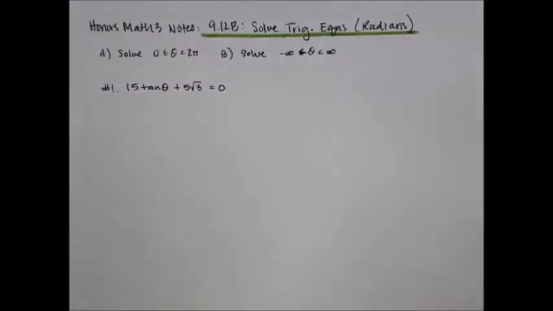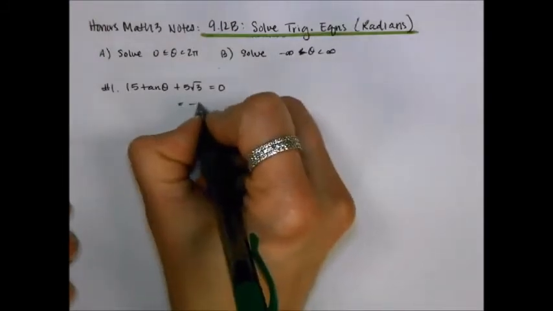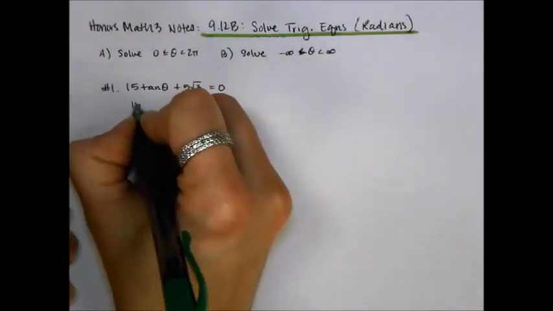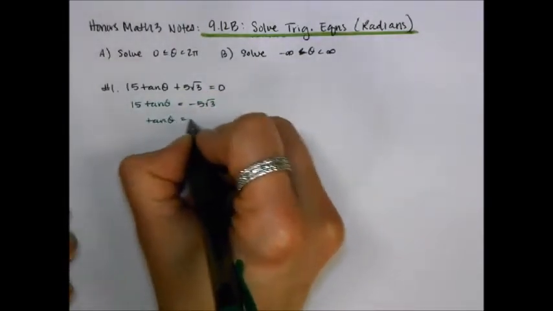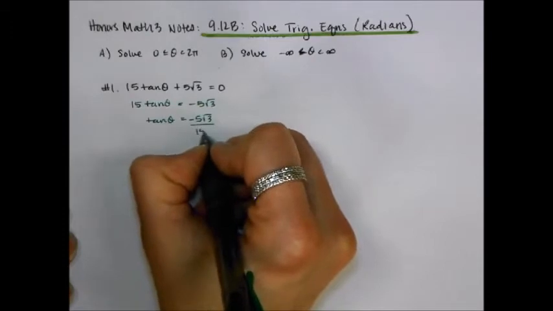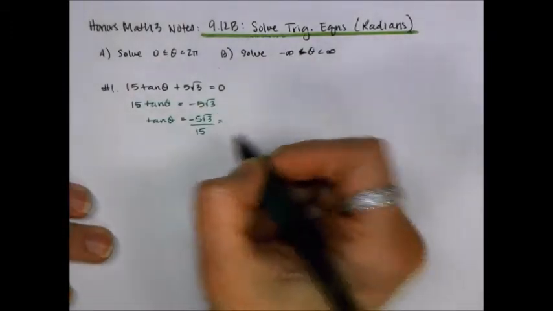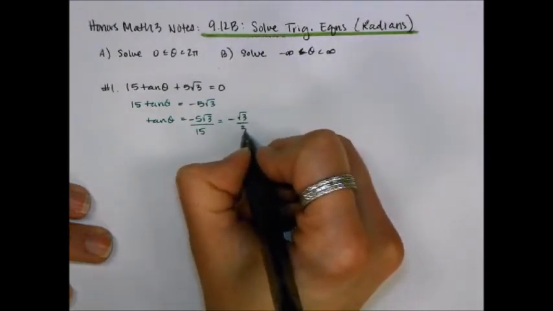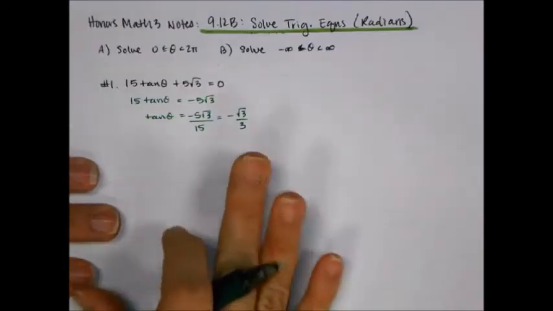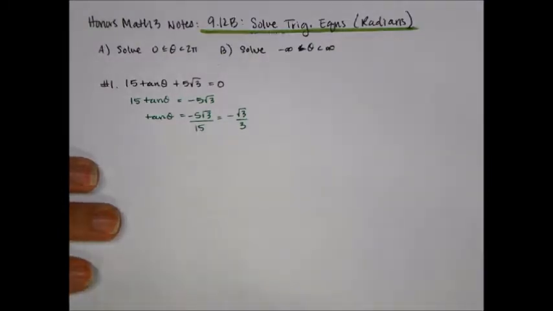All right, so we have a tangent equation. We're going to start by isolating tangent. So I want to subtract 5 root 3, and divide by 15. So this is going to simplify here. We're left with negative root 3 over 3. So root 3 over 3 is a rationalized form of 1 over root 3.